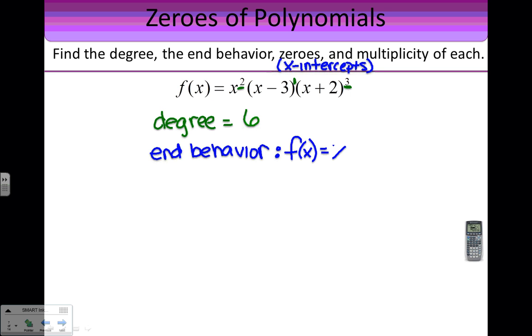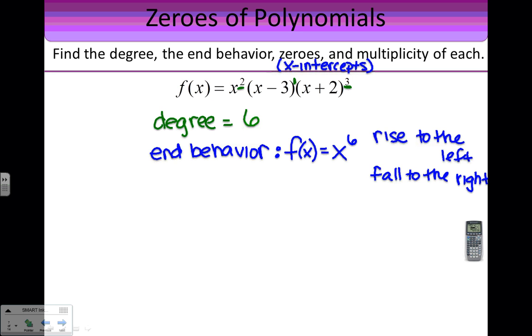same as f of x is equal to x to the 6th. So first tell me what power function has the same end behavior as this polynomial. So x to the 6th. Then I want you to describe it to me in words. So it is going to rise to the left and fall to the right.